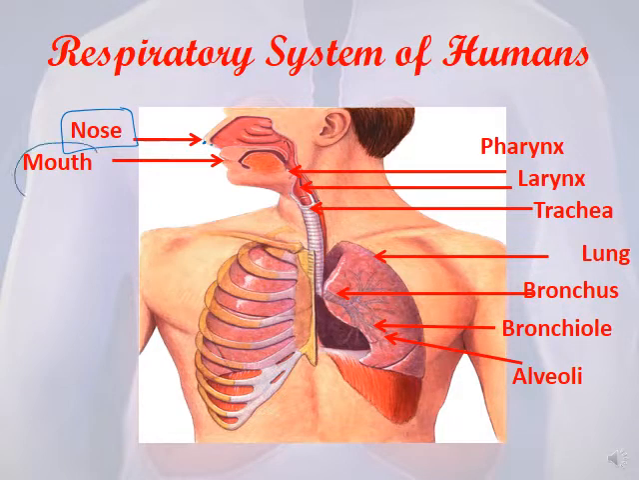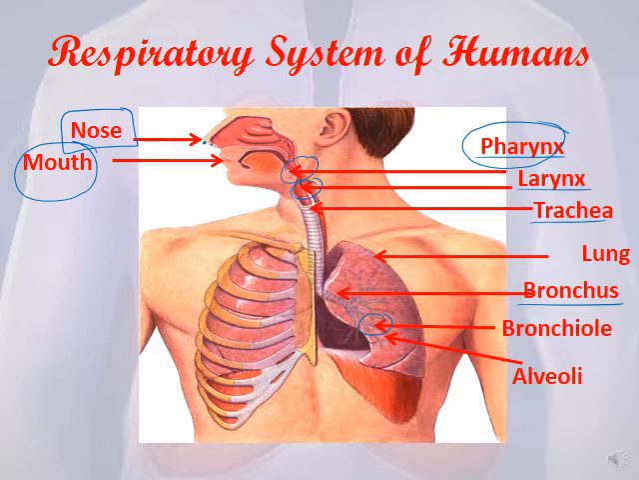Here we have the mouth, the pharynx and larynx, the trachea, which is like a tube, down to the lungs, the bronchus, which are branches, the bronchioles, which are smaller branches here, and the air sacs that contain the air are called alveoli. So here you have to know the respiratory system labeling.